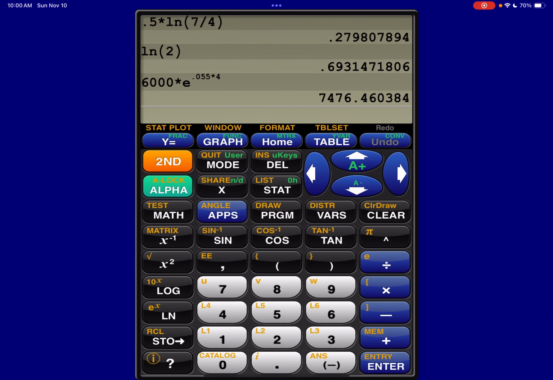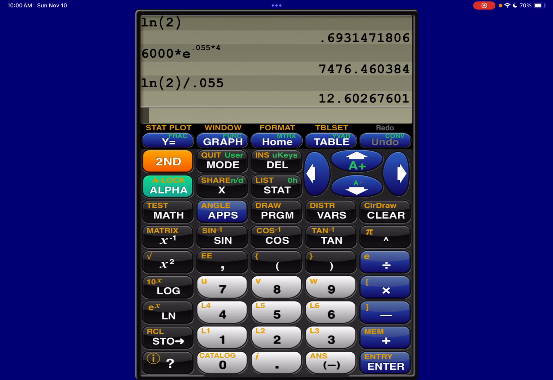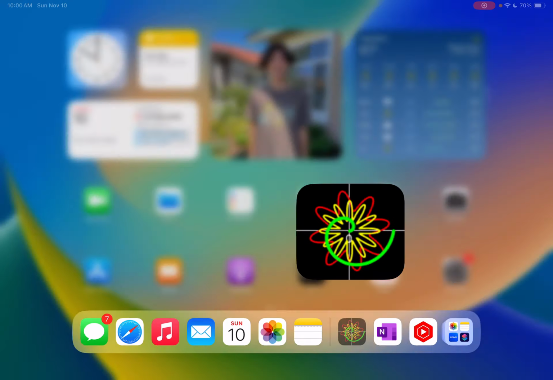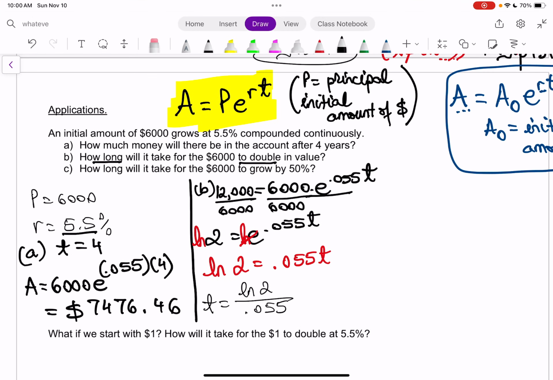So again, be very careful closing the parentheses. So the natural log of 2 is going to be divided by 0.055 and not the 2. So 12.6 years about. So it'll take 12.6 years to make the money double. In other words, get to 12,000.